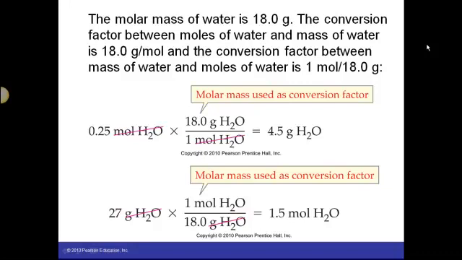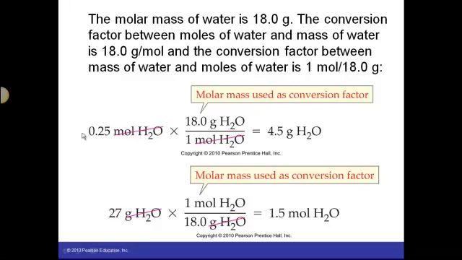So the molar mass of water, we know, is 18 grams because we've got 16 from the oxygen and 2 from the hydrogen. The conversion factor then between moles of water and the mass of water is 18 grams of water per mole of water. The conversion factor between the mass of water and moles of water would be flipped. So you can write this conversion factor in either way. You can have grams on top and moles on the bottom, or you can have moles on top and grams on the bottom. It just depends what you're trying to calculate.